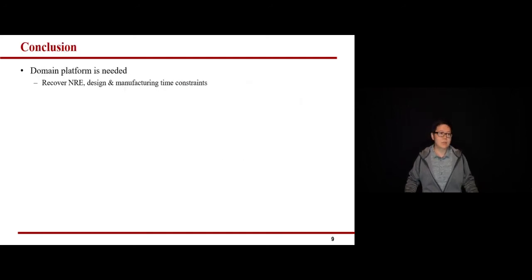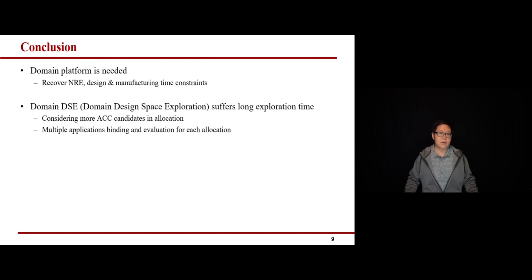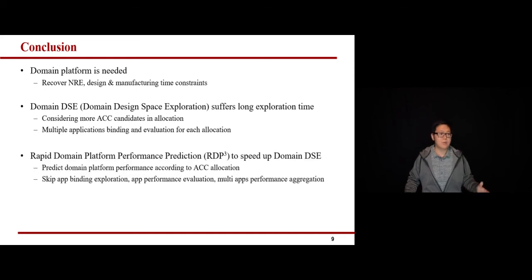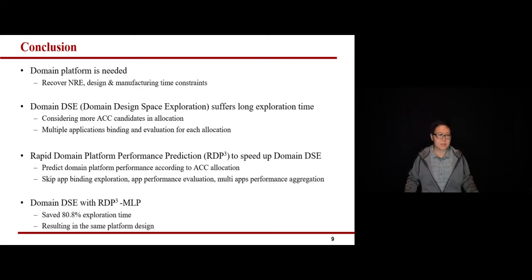Here's the conclusion. Domain DSE is needed to recover the non-recurring engineering cost, and we showed that domain DSE suffers from long exploration time. Then we introduced rapid domain platform performance prediction to speed up the domain DSE. After applying this prediction, the domain DSE can save 80% of the exploration time.